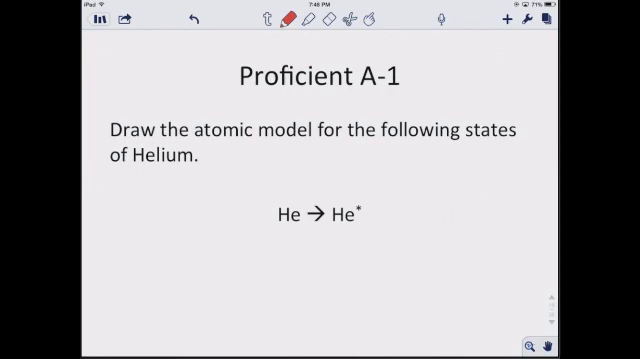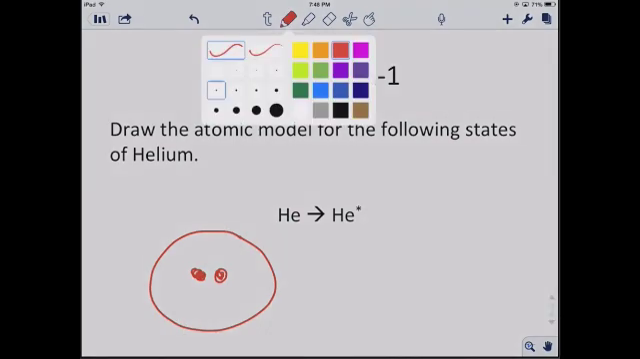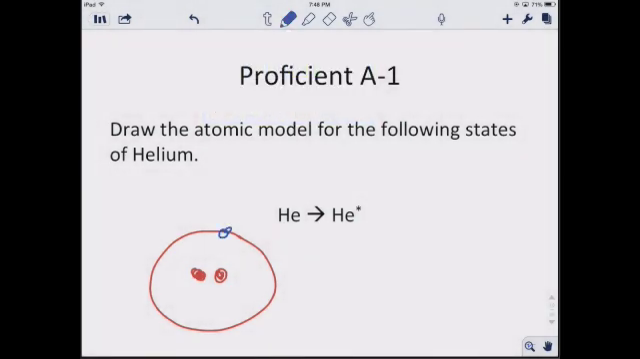So let's look at an example. In looking at this one, we see our proficient question, proficient A1, and it says, draw the atomic model for the following states of helium. So here, since it doesn't have an asterisk, we're going to draw the ground state. All we would do for this is we have our helium, which will have 2 protons in the middle, and then we have our first energy level, and we have 2 electrons, and we'll draw those different colors. So here's our electrons, 1 and 2. And then we'll say that there's another energy level right there, but right now they're in the ground state. They're in the lowest state possible.